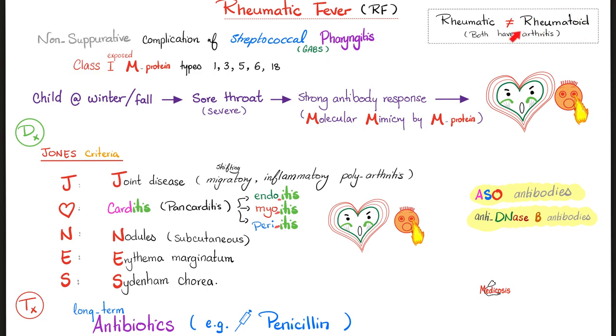I have many videos on rheumatoid arthritis. But today we're talking rheumatic fever, a non-suppurative complication of streptococcal. Streptococcal what? Pyoderma? No. Skin infection? No. Only pharyngitis. Which streptococcal? Group A beta-hemolytic streptococci that possess the M protein. Which class of M protein? Class 1, the exposed M protein.